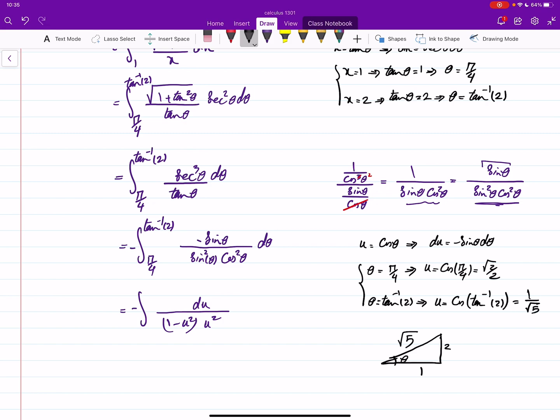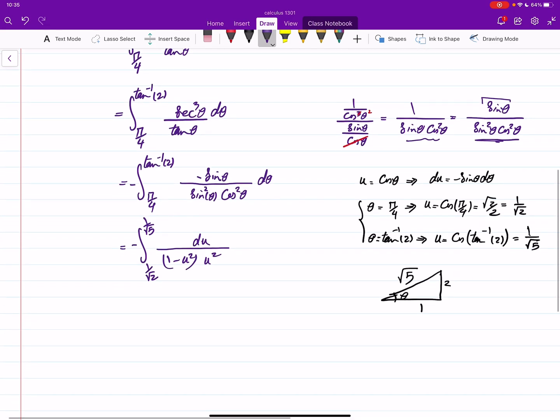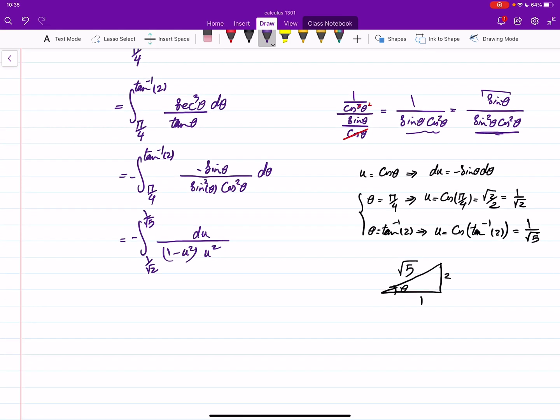Okay, see, cosine of pi over 4 is root 2 over 2, but we can use this format so that we have both of them in the same form, and that will give me 1 over root 2, 1 over root 5. Very nice. Now we turn our integral to a new integral.